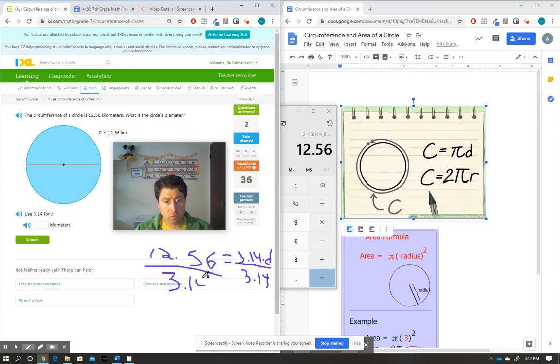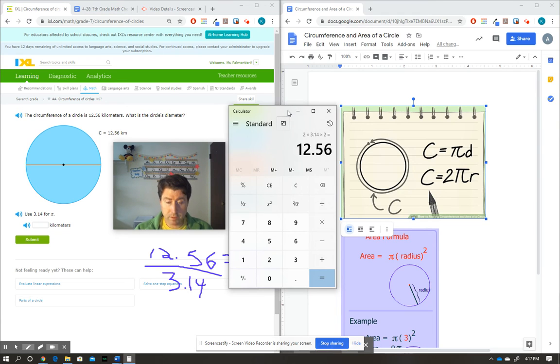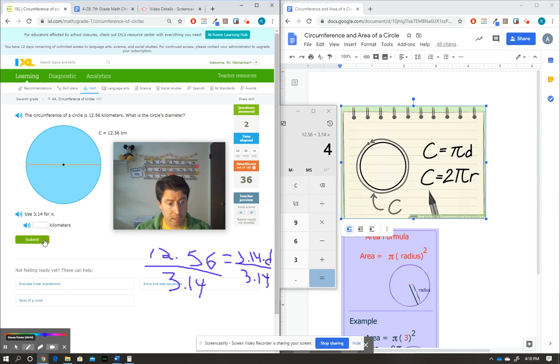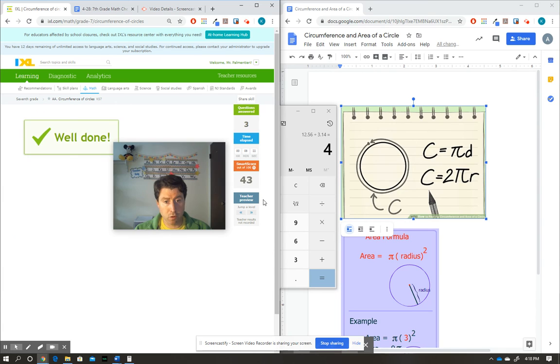Eventually you just know right away that you're going to have to divide here. So I'm going to do 12.56, which I have there ironically, and divide it by 3.14. There's my diameter, which is 4. Refer back to this so it can help you out. They're asking you to work backwards there, and we can talk about this in our Zoom meeting tomorrow. I'll make sure to go over this.